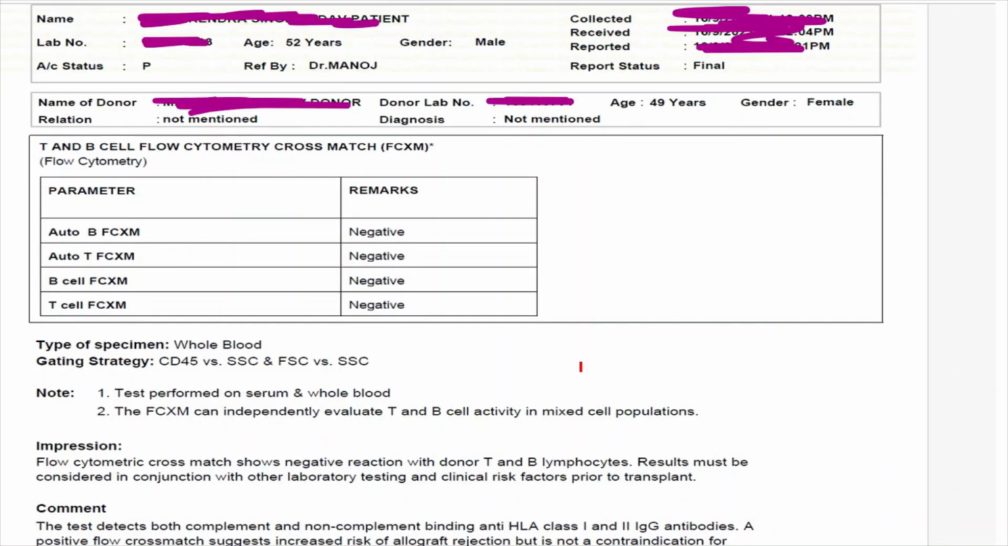So now we will come to the report again. This is the report from Lalpath lab. This is how the report appears: the name, age, lab number, collection date. This is of the patient, this is of the donor.